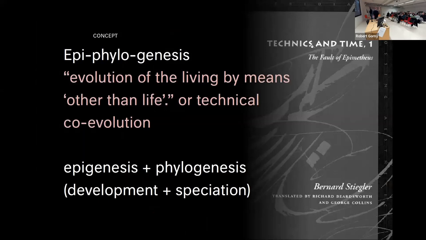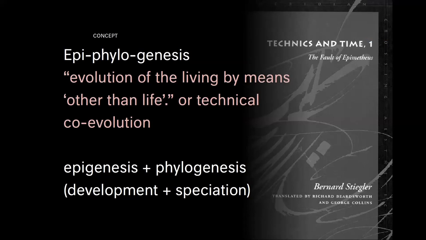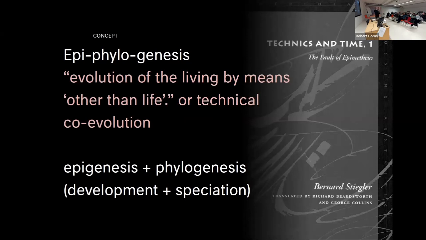And the central notion that he pursues in the book Techniques and Time is this interesting word epiphylogenesis, by which he tries to highlight an evolution of the living by means other than life. And if you try to understand what he's trying to picture, it turns out to be a theory of the co-evolution with techniques, or technical co-evolution. And that's of course also where the relationship to architecture comes in. Architecture as a cultural technology.